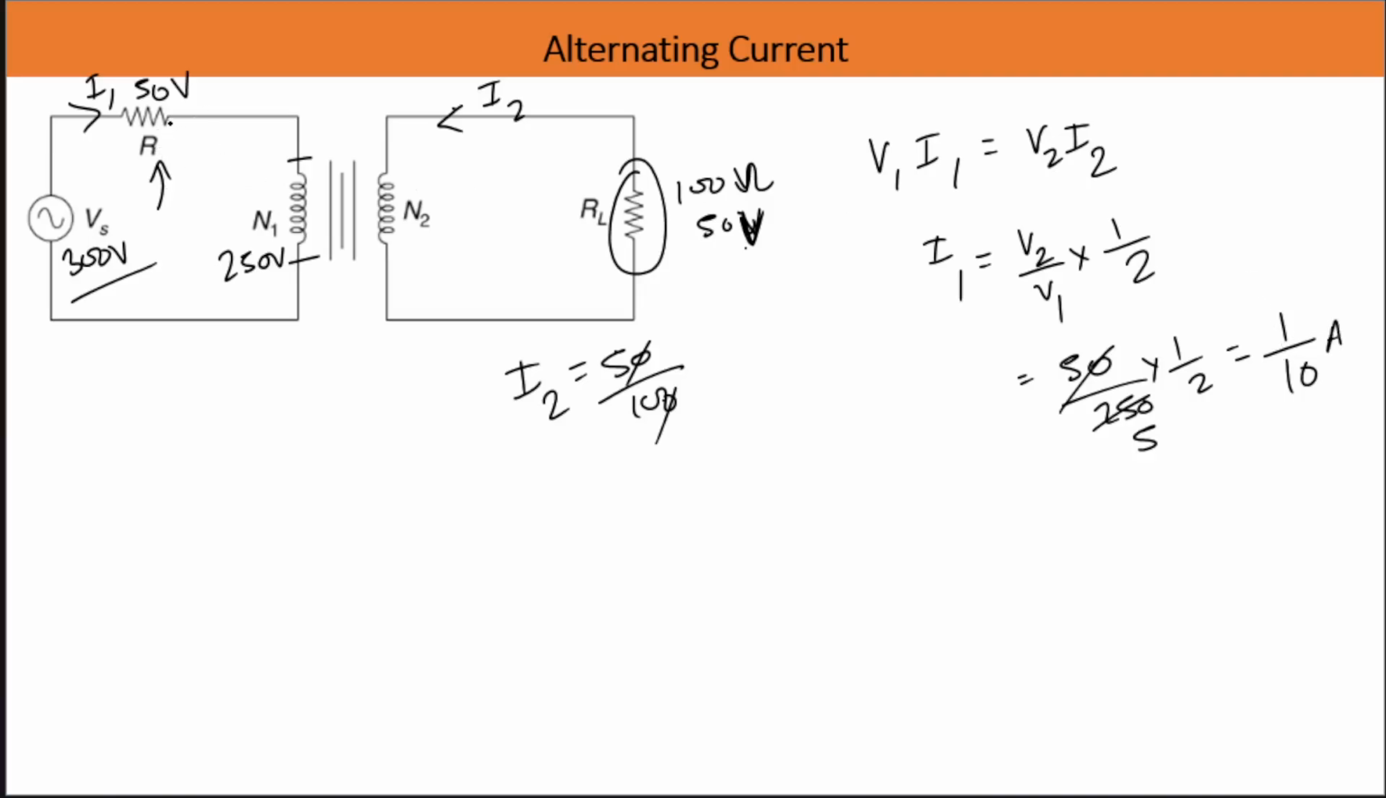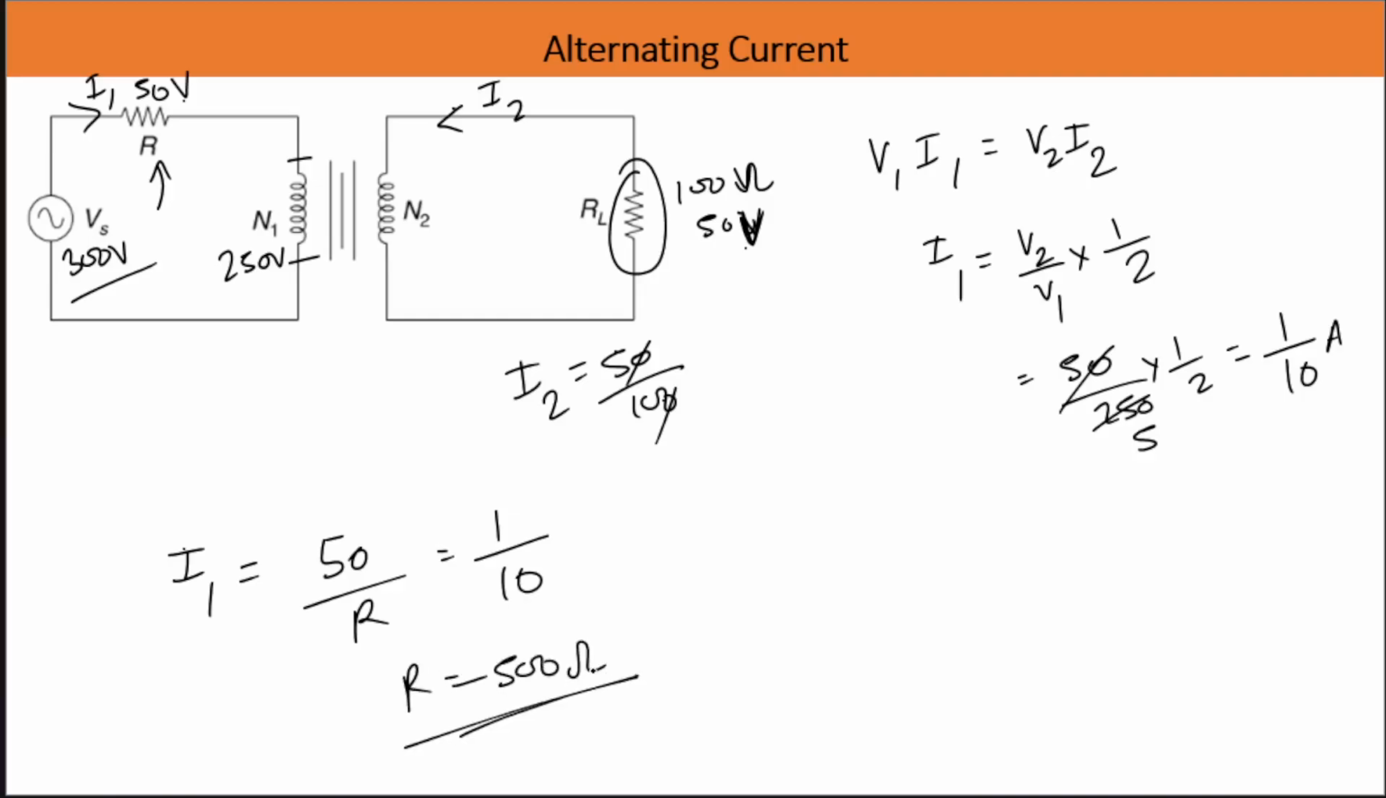Now across R, you know the voltage drop is this, current is 1 by 10. So R का value will be how much? So I1 को आप लिख सकते हो 50 volt divided by R. Done है. And here I1 is equal to 1 by 10. So R is equal to 500 ohm.